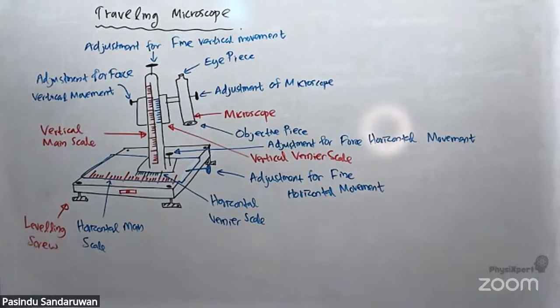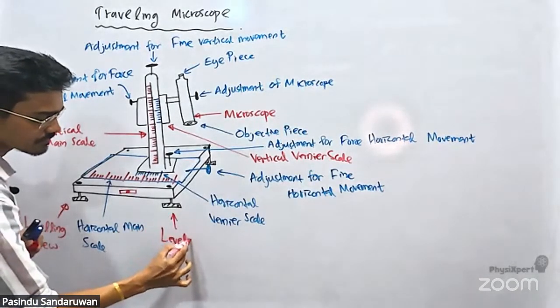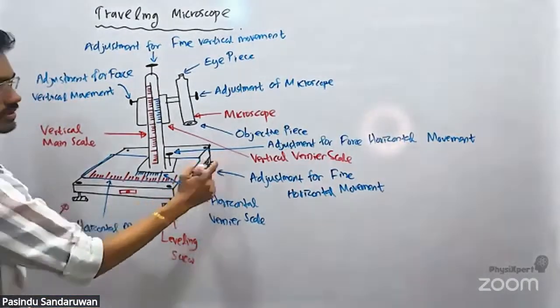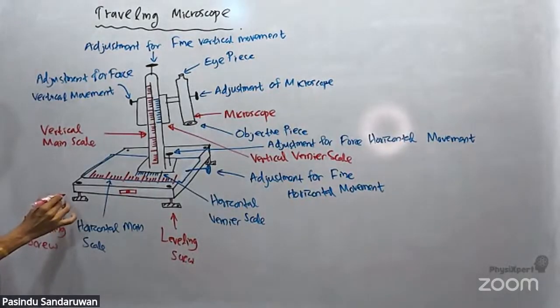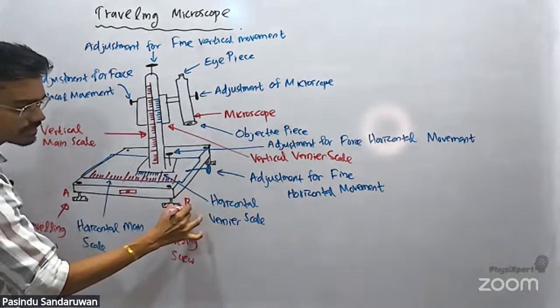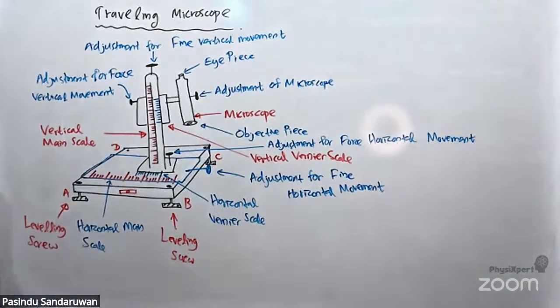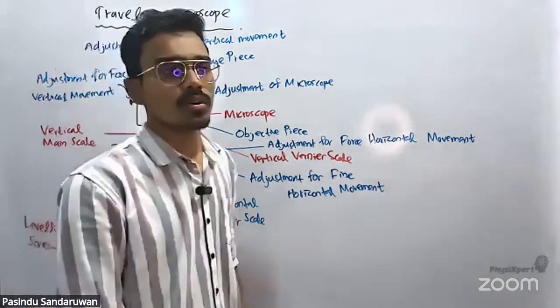This is a leveling screw, and this is also a leveling screw. There are 4 leveling screws. Let's say A, B, C, D. All A, B, C, D are leveling screws.